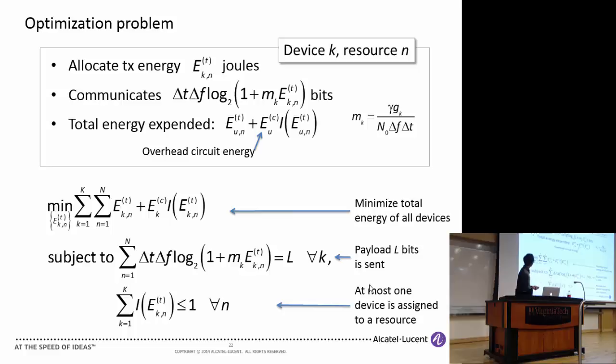Okay, so then the optimization problem is we want to minimize the total energy of all devices. So this is the energy for one device. We sum for one device, one resource. We sum over all the resources. We sum over all the devices. We want to minimize this total energy, and the knobs that we have to turn are the actual assignment of energies to each of the resources and the allocation to each of the users. So we're minimizing with respect to E, k, and t, subject to, we want each device to communicate L bits, and we want at most one device assigned to each resource.